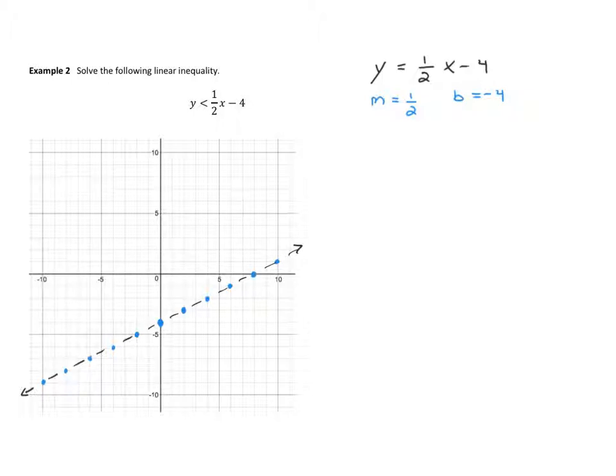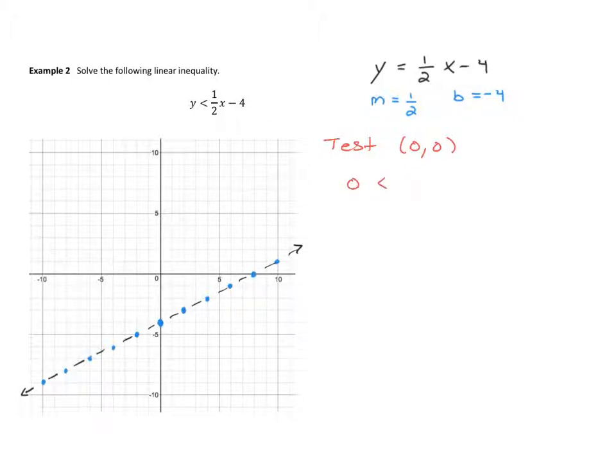The only other part of the problem is I need to choose a test point and plug it into this inequality. I could pick a point from here or here, and it doesn't matter. I said (0, 0) is probably the easiest test point. The only condition is that you can't use something on the line, and (0, 0) is not. Let's try it. I'm going to choose as my test point (0, 0), and I'm going to see if it works in my equation.